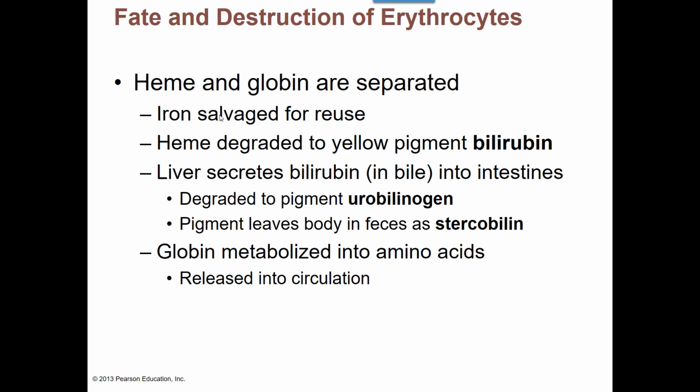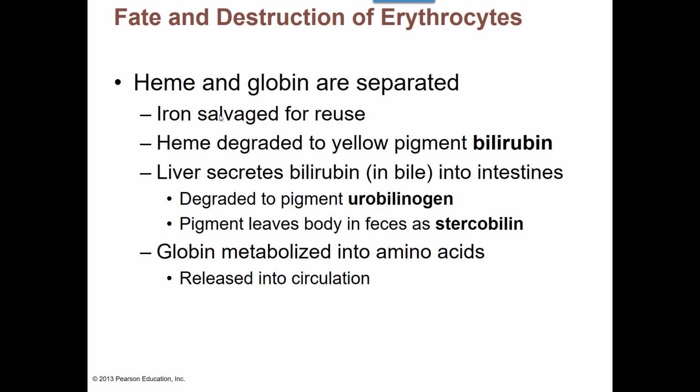Now, stercobilin is a brown pigment. This is why it pretty much doesn't matter what you eat, your feces is always brown. It's because you're always breaking down red blood cells. So the fact that your feces is always brown is the fact that you are always breaking down red blood cells. The globin part of hemoglobin, it's a protein. It gets broken down to its simpler amino acids. They get released into circulation. It can be used elsewhere in the body.